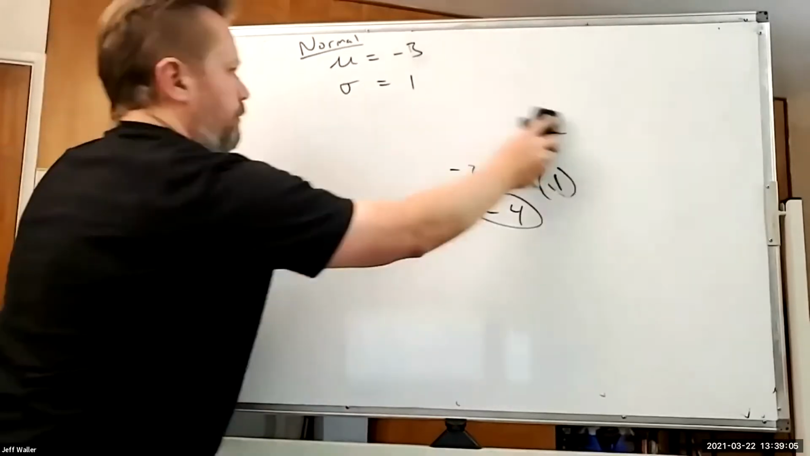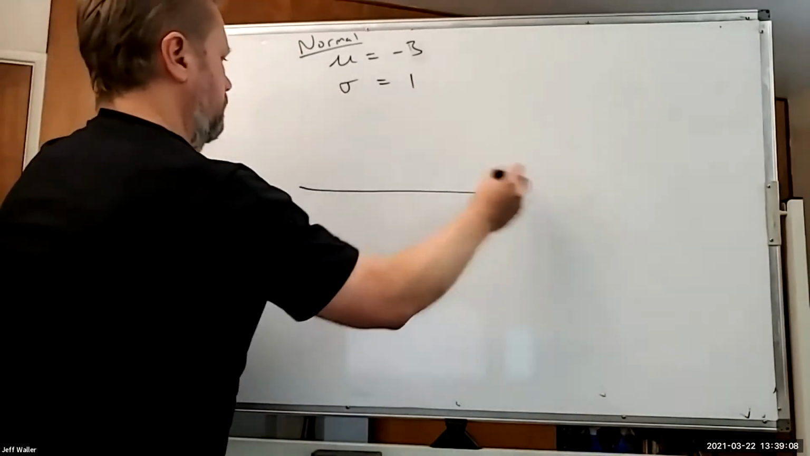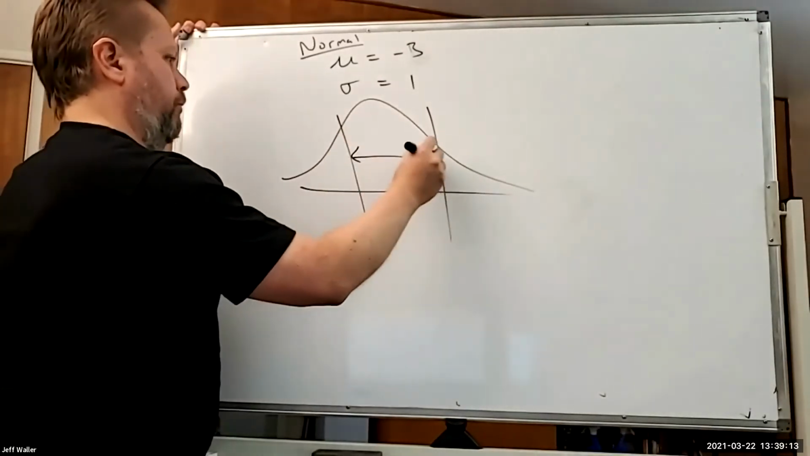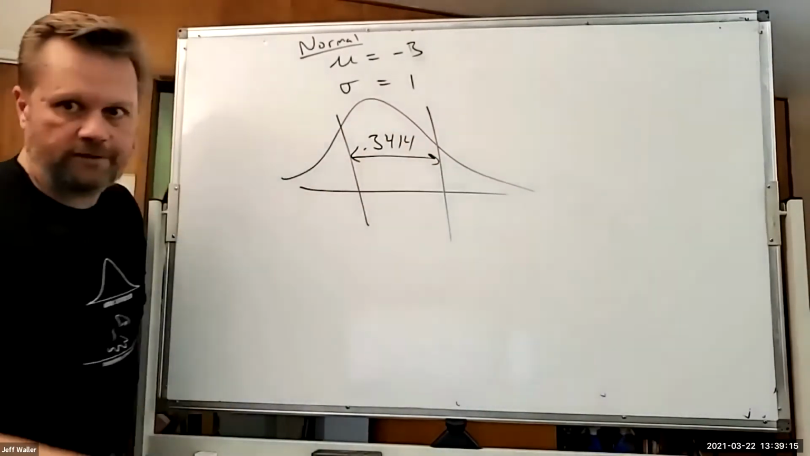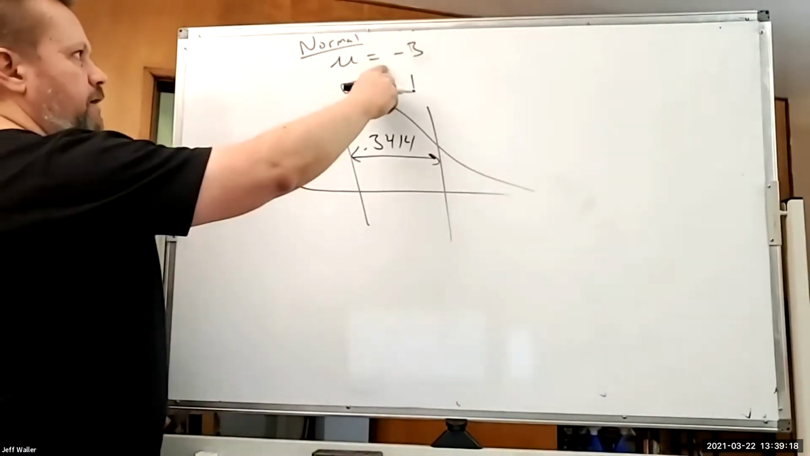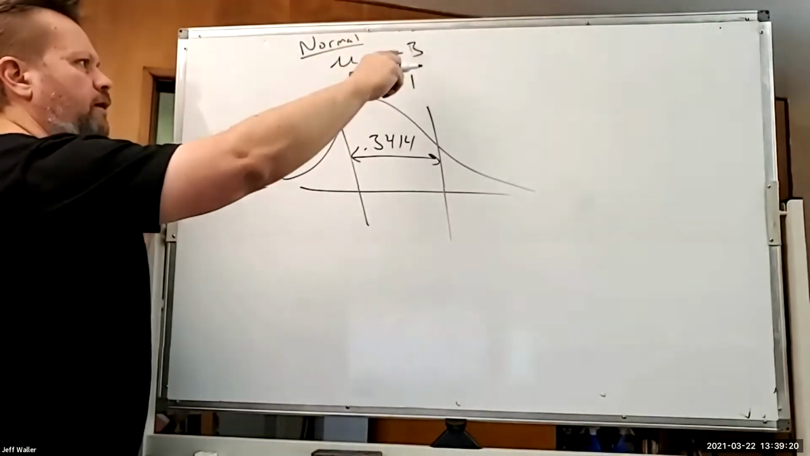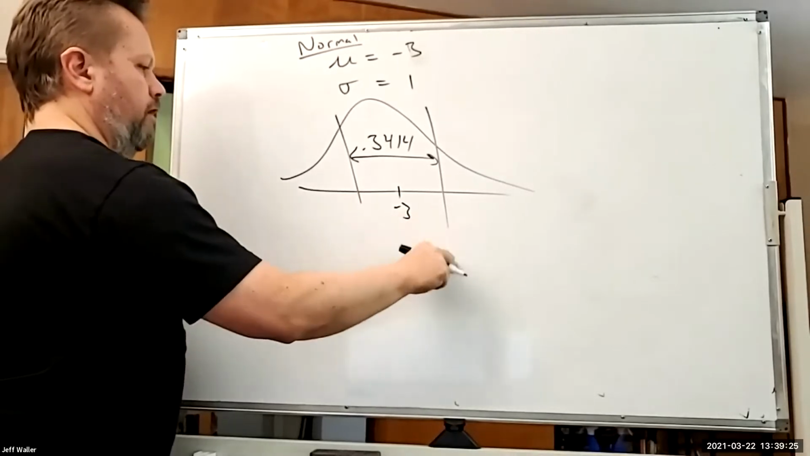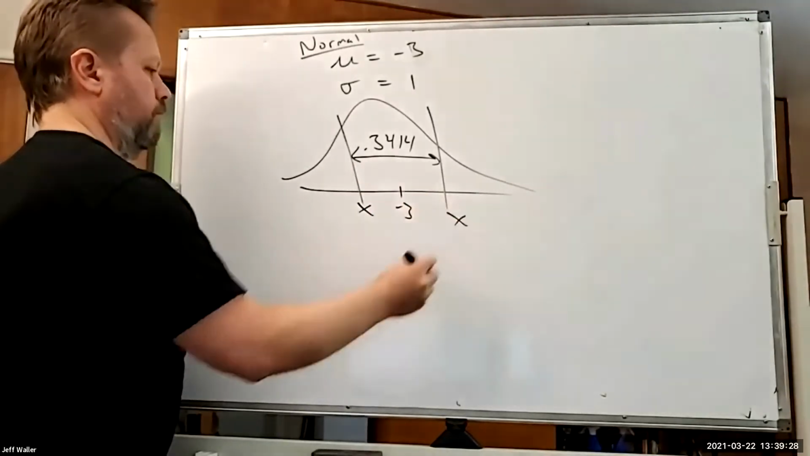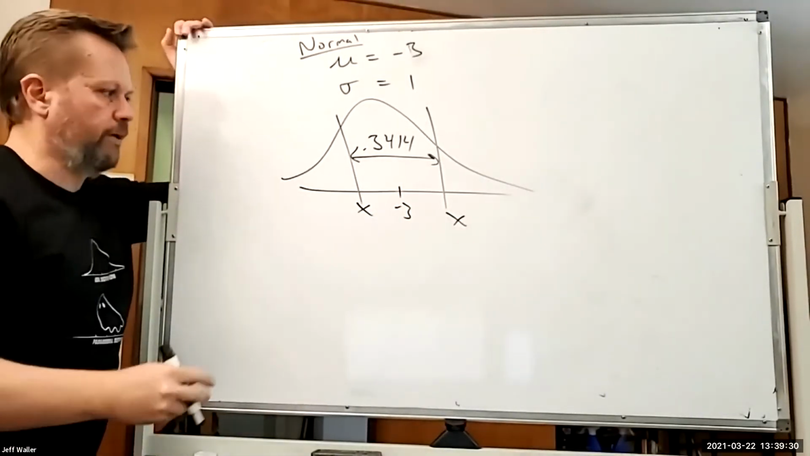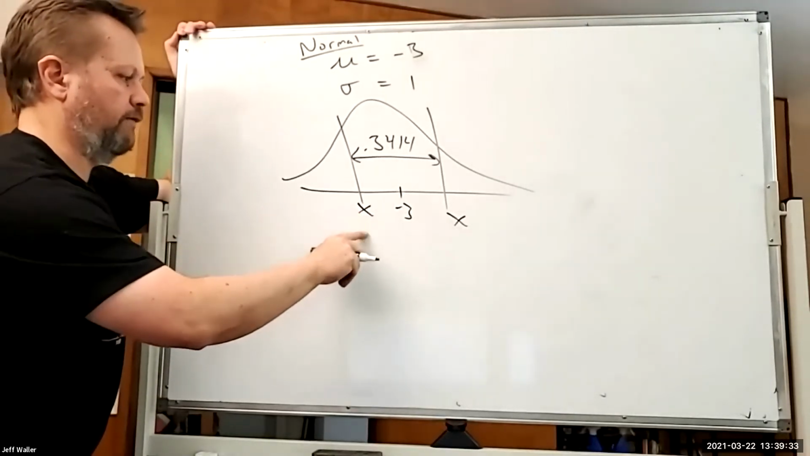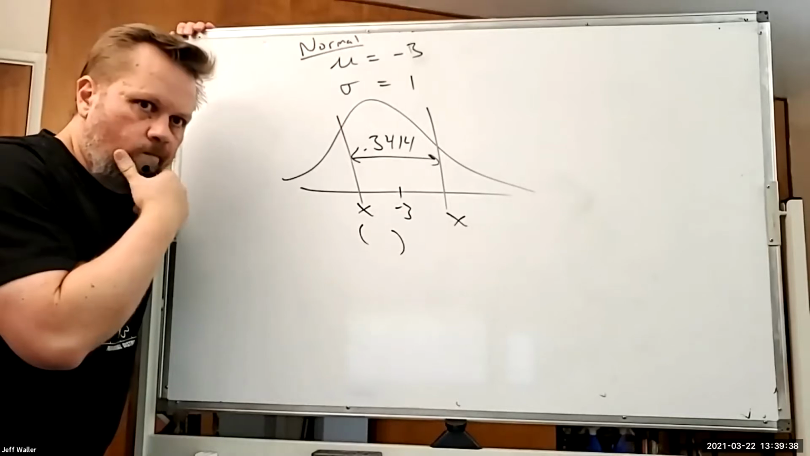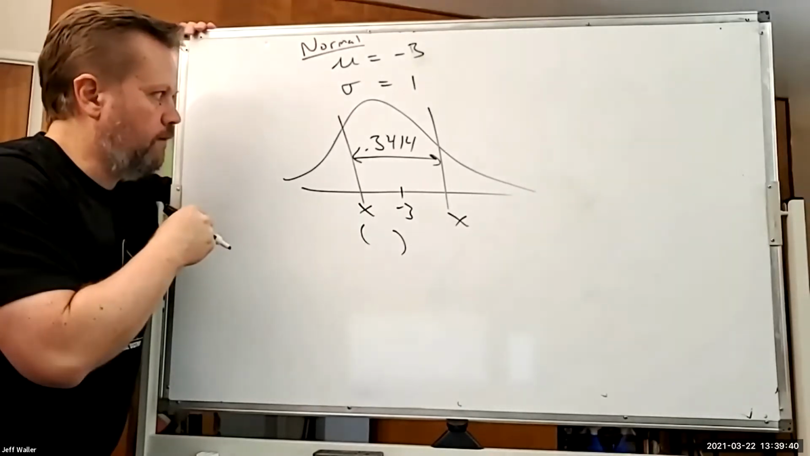So the actual problem they ask is what raw scores have 0.3414? Is that what it was? Yeah. Same problem, normal, mean is -3, sigma is 1. They want to know what these raw scores are here. So what do I have to find first? If I wanted to know this guy, what would I have to find first? The negative z-score. Yeah, the z-score.